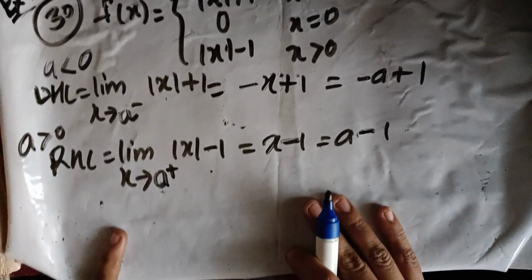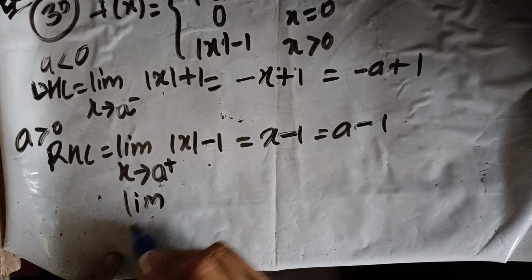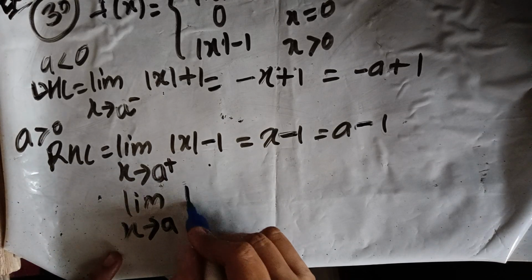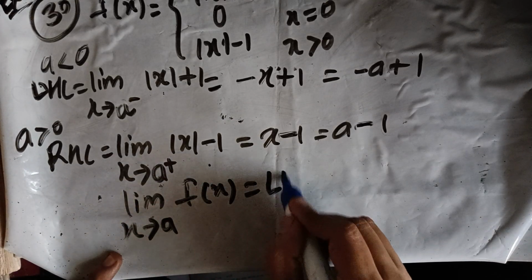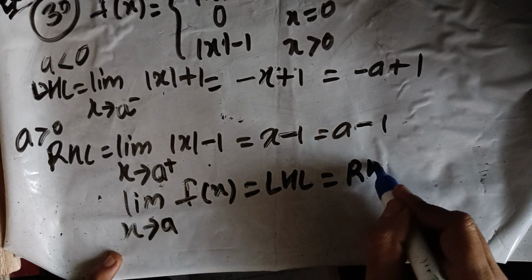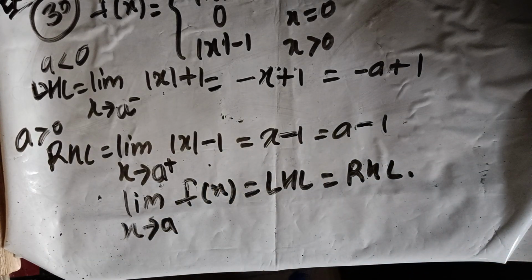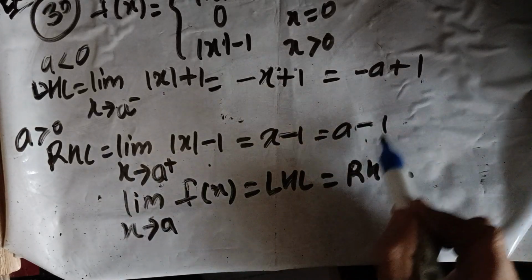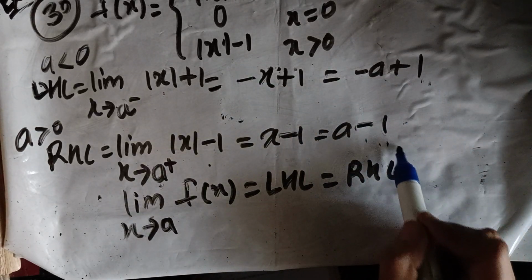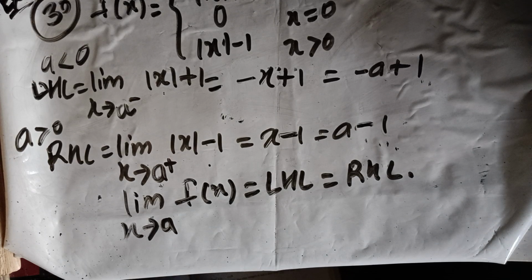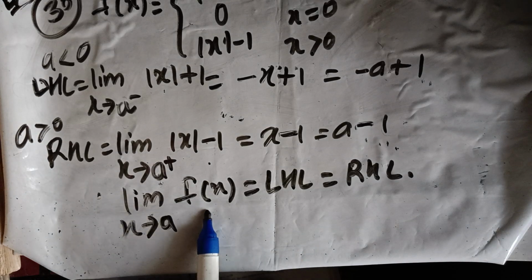So we want the limit as x tending to a to exist. So LHL should be equal to RHL. Okay. So if you put minus a plus 1, it will be 1 minus a. This is a minus 1. These two should be equal. Okay. Then only the limit of f of x exists.